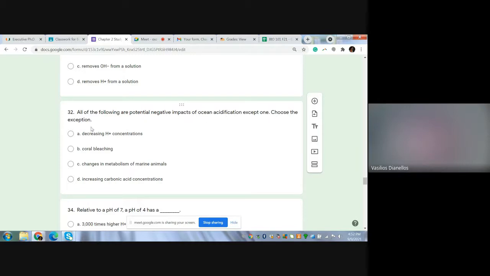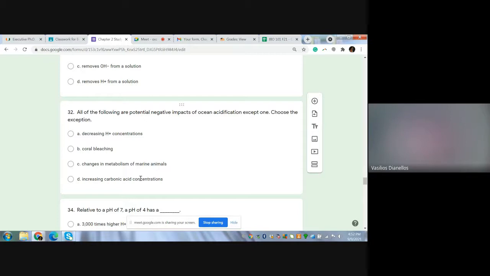Therefore, we know A is not the correct option, because if you're making the ocean more acidic, then you're not going to decrease the H plus concentrations. You're going to increase it. So we know that's not it. Coral bleaching, maybe. But again, I didn't talk too much about it, so I don't expect you to know about that. Changes in the metabolism of marine animals. Again, I didn't really talk about that, so I don't expect you to know that.